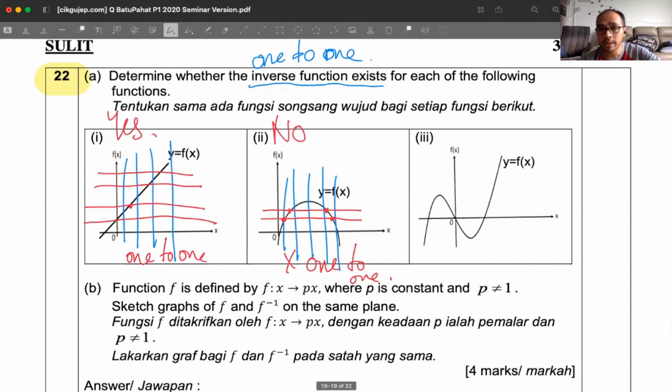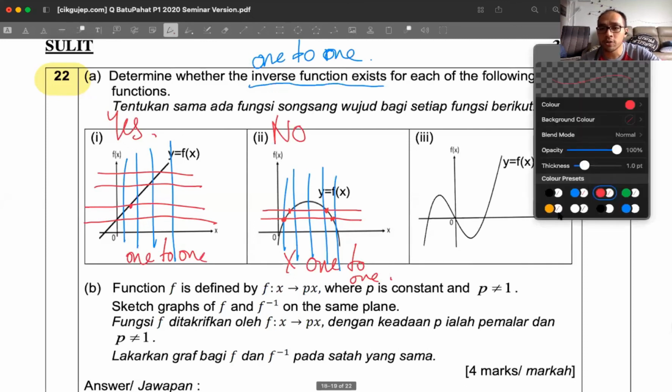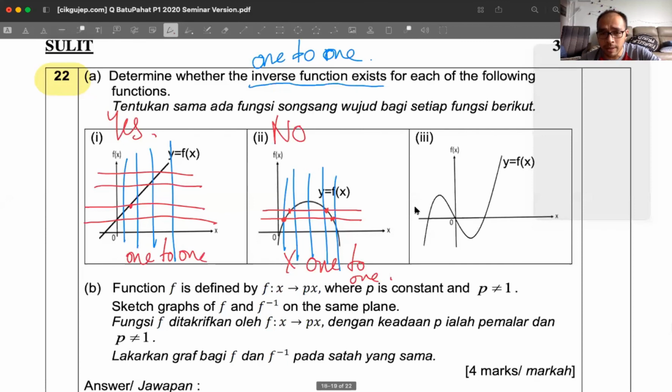Okay, how about this? Oh, this one is even more obvious. Don't even need to draw the blue line. I'll just draw the red line. One, two, three. Even worse, it crosses three times. So this is definitely no inverse function.